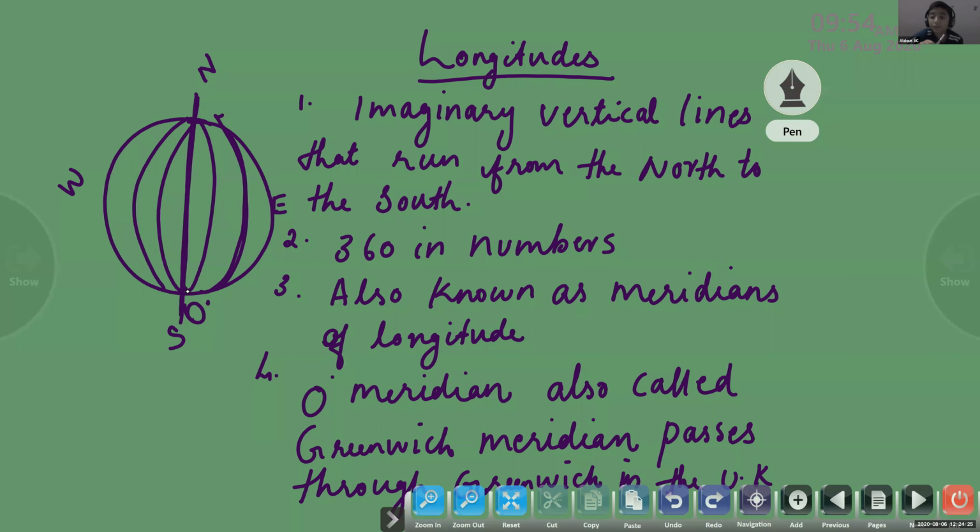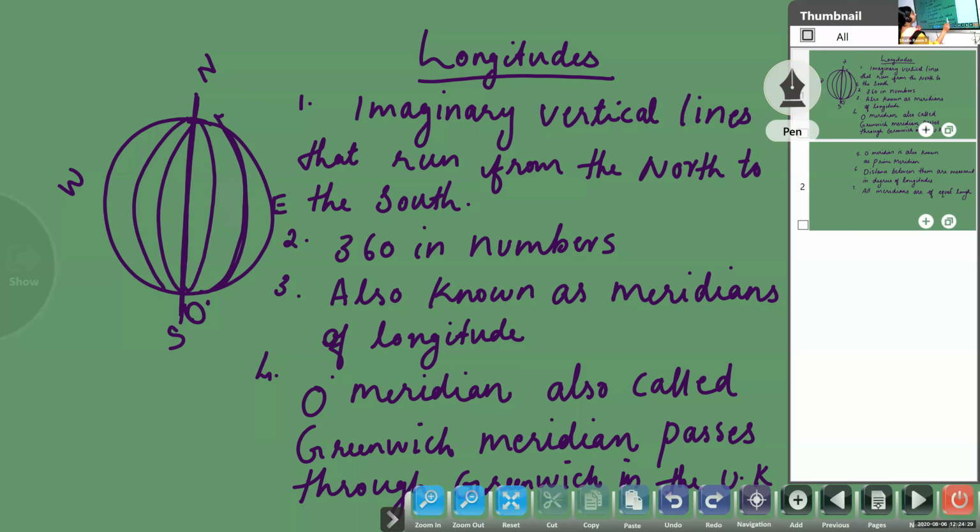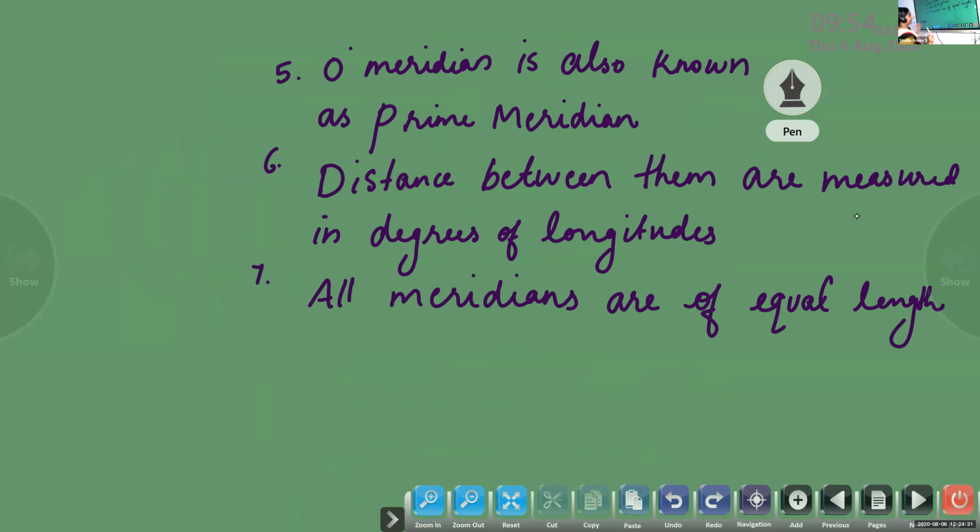Ma'am, latitudes are small and big. Latitudes are not of equal length. Right? When it moves towards poles, the length of the latitudes is decreasing. That's why the equator is called the longest latitude.